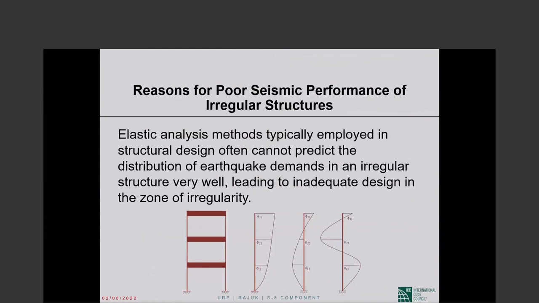So, reasons for poor seismic performance of irregular structures. Elastic analysis methods, which is what we almost always use as the basis of design, whether it is static or dynamic, doesn't make any difference. Elastic analysis methods typically employed in structural design often cannot predict the distribution of earthquake demands in an irregular structure very well, leading to inadequate design in the zone of irregularity.